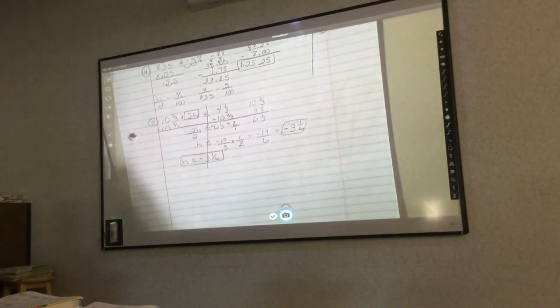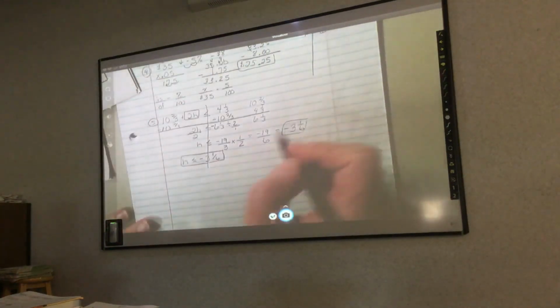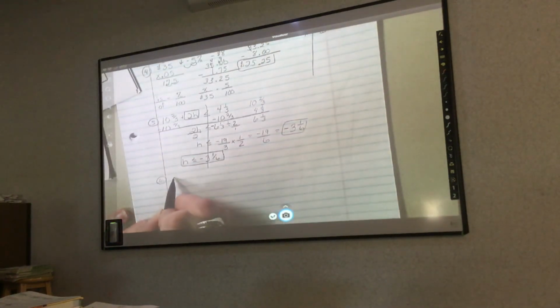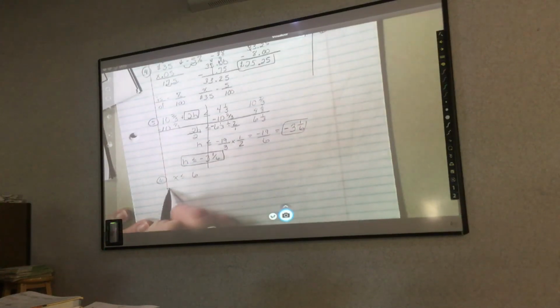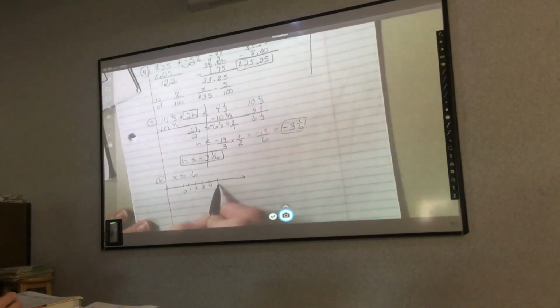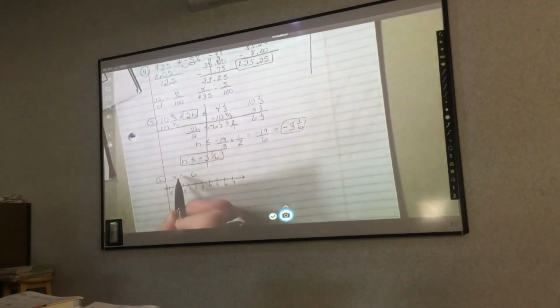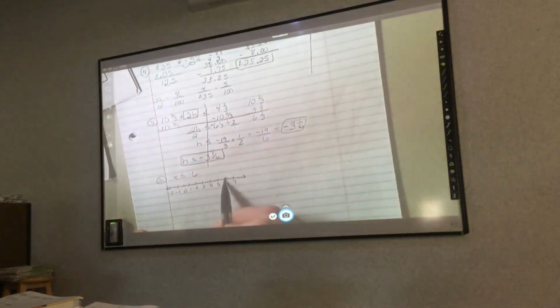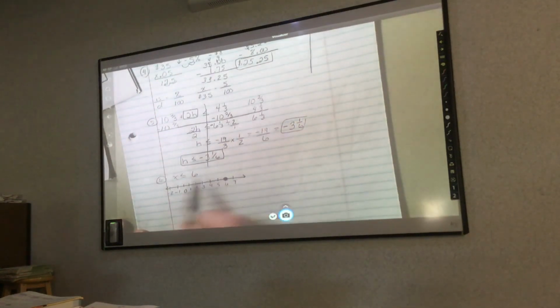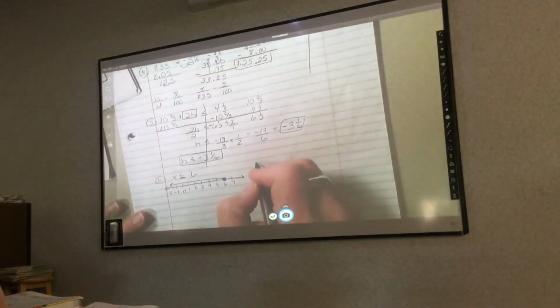Number 6 says to graph the inequality on the number line. X is less than or equal to 6, so I draw my number line. Got 0, 1, 2, 3, 4, 5, 6, 7. I'll do a negative 1 and a negative 2. X is less than or equal to, so I have to put a dot and it's filled in because it has the equal to part. And it's less than, so I'm pointing to the left. Less than starts with an L, left starts with an L.